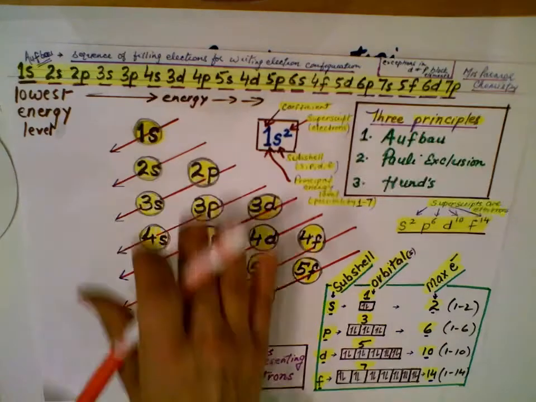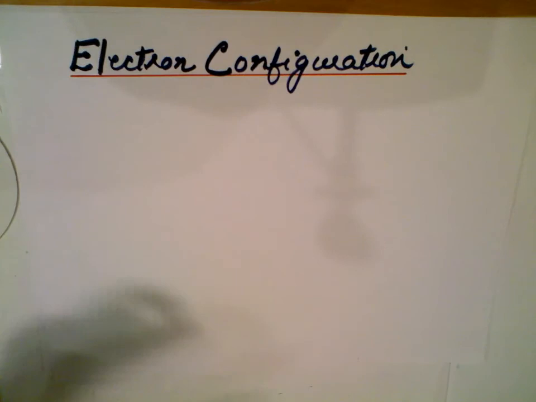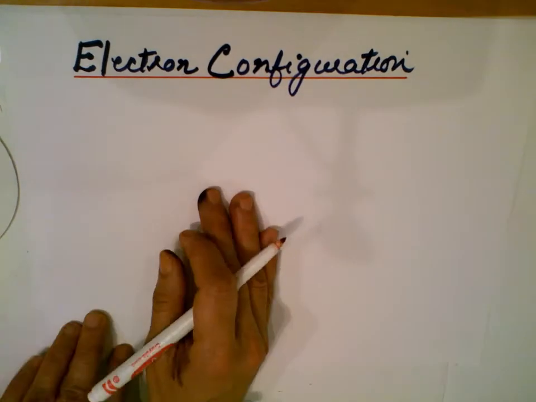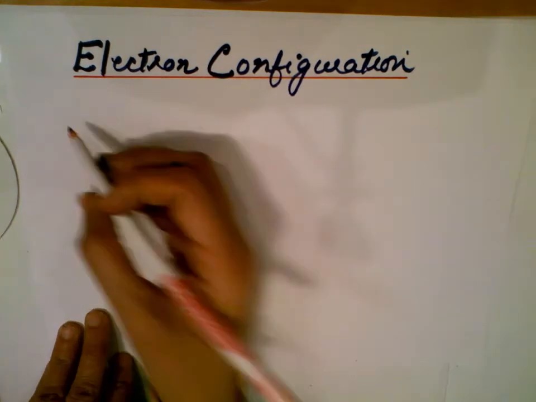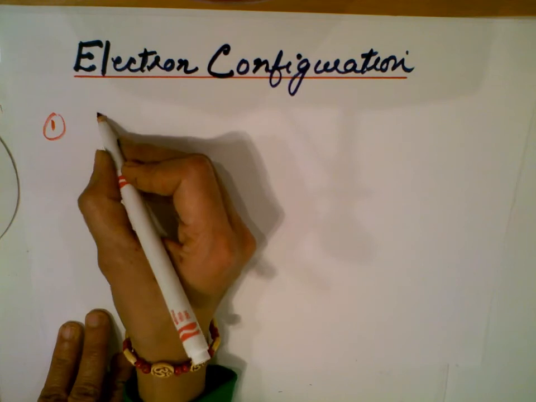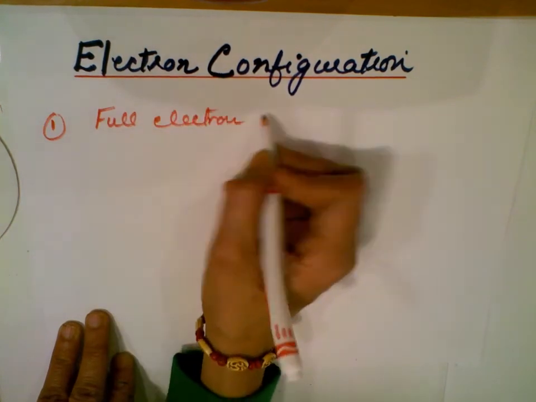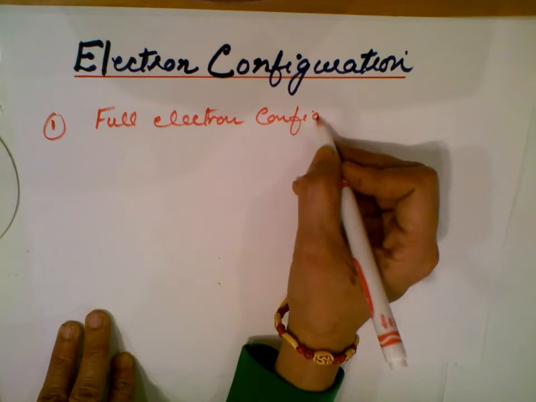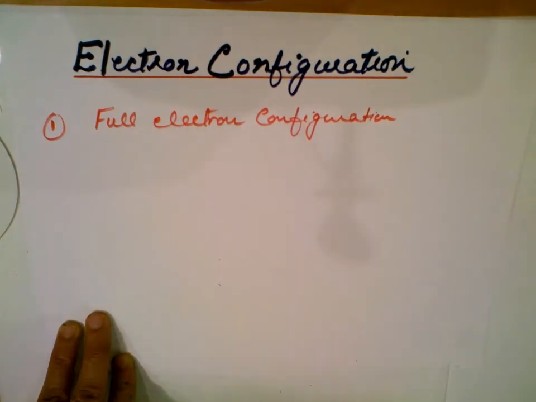So here is the sequence. There are 3 ways you can represent electron configuration. The first way is writing the full electron configuration for the ground state. Yes, we are working on the ground state electron configuration, not the excited state.